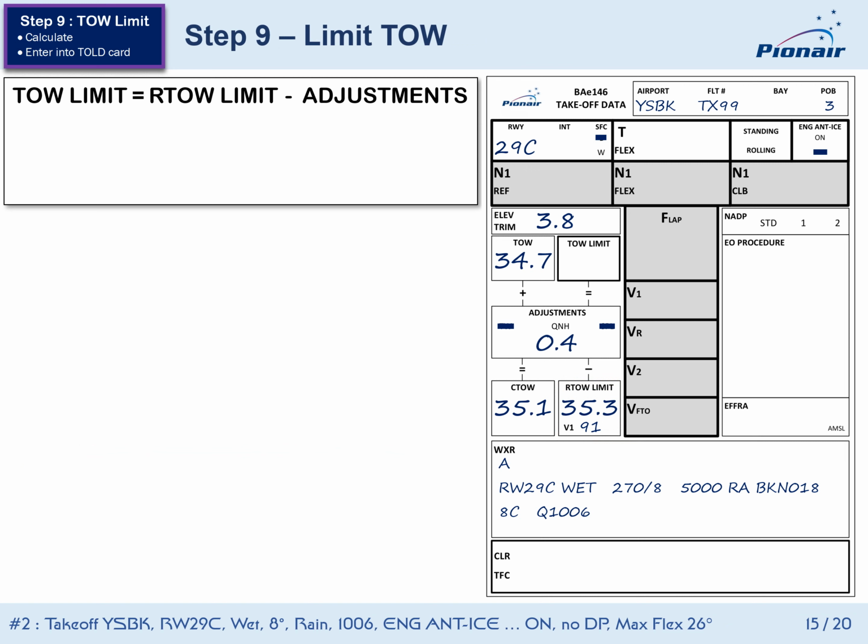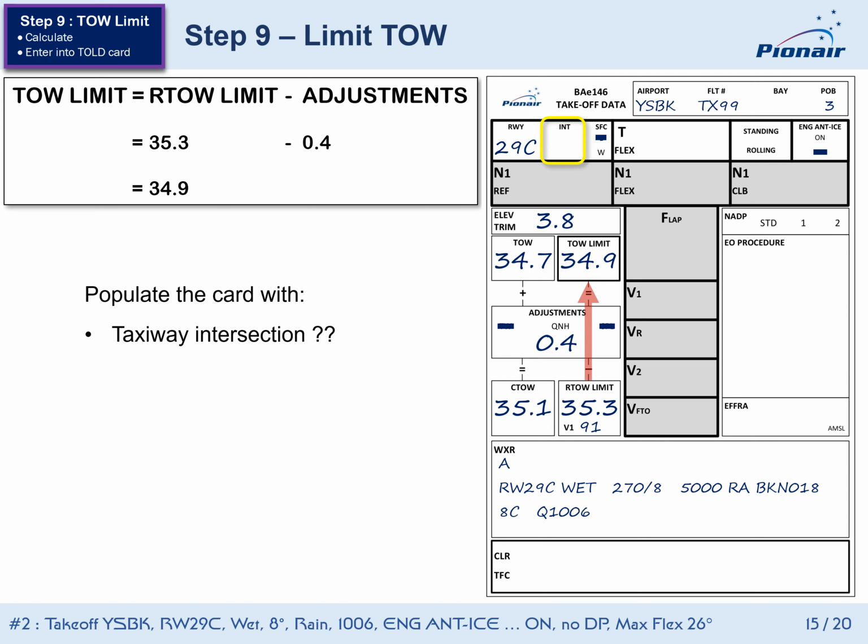All right, step 9 calculates our TOW limit for the card. That is, with the flex that we've decided to use, in this case max flex, what is the maximum takeoff weight we can lift today? We do this by taking our RTOW limit and subtracting from it the adjustments we calculated in step 4, which was for the low QNH. So continuing through the card, if there was some doubt about the intersection previously, perhaps we were not using full length from choice, then right now we would finally populate that intersection. In this case, we're always going to use as much runway as we can get our hands on, so it stays blank.